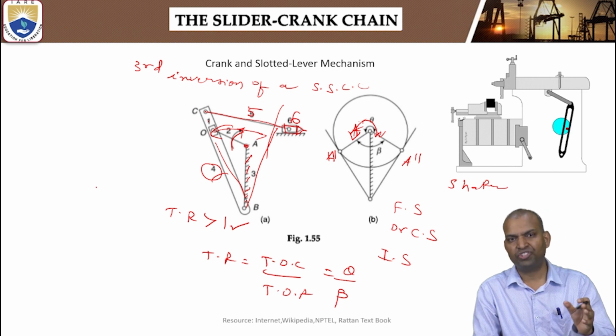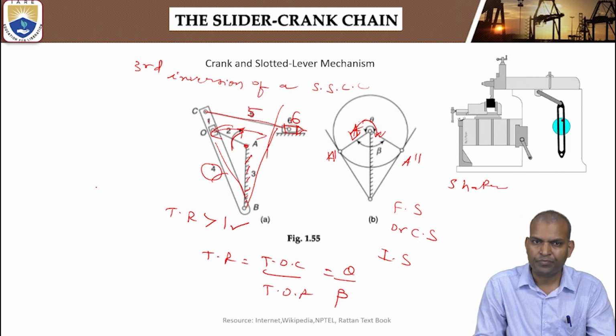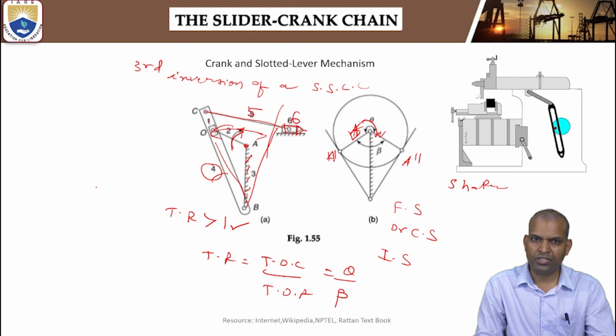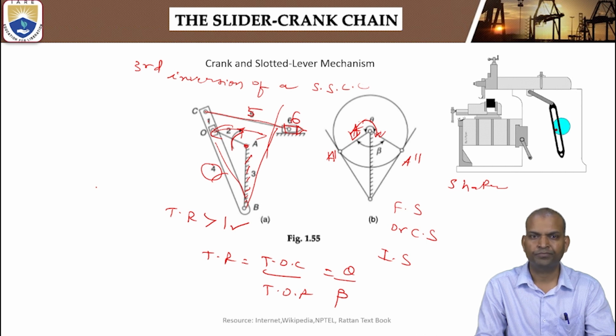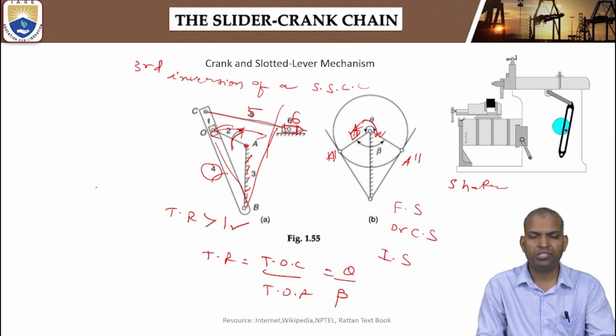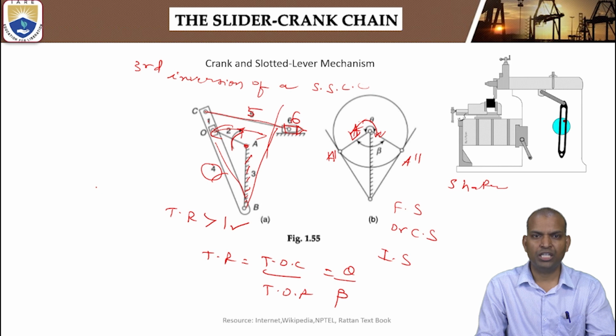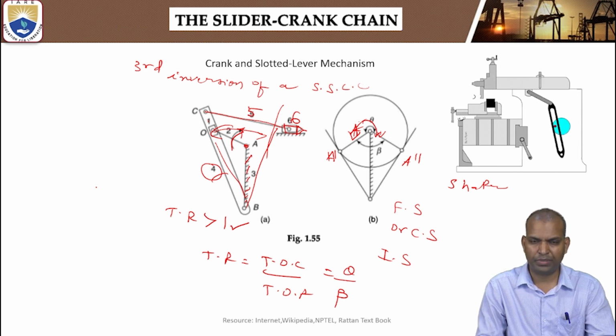And by fixing link 3, the third inversion is obtained. And what are the applications of the third inversion? The third inversion applications are oscillating cylinder engine and crank and slotted lever mechanism. And the fourth inversion is obtained by fixing link 4 of a single slider crank chain. And what is the application? That is the hand pump. This hand pump technology is used for discharging water from ground level for usual domestic purposes.